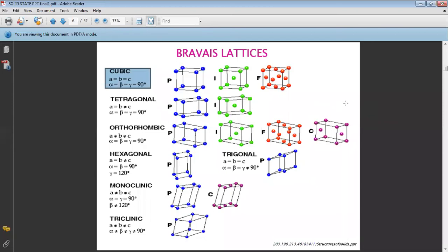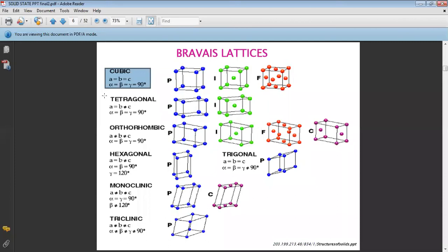And regarding that, 3 types of lattices are also given side by side with blue color, green color and orange color. The symbols given as P, I and F. So the first one is primitive unit cell, second one is body centered, and third one is face centered. So opposite to the cubic system, there are 3 diagrams. Those 3 diagrams are the 3 types of lattices of the cubic system.